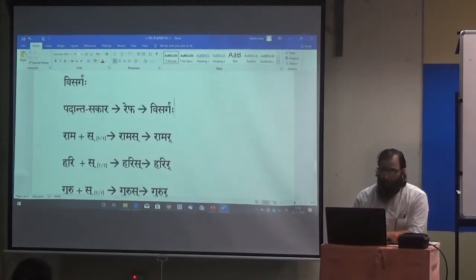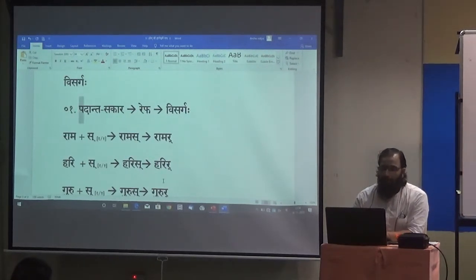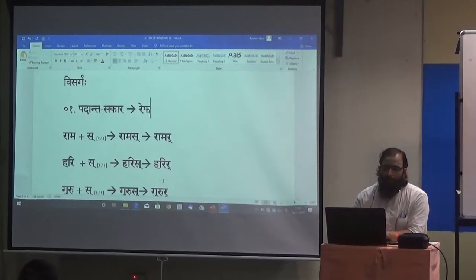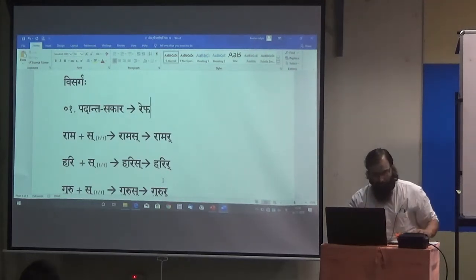So first one you write: Padanta Sakara becomes Repa. Padanta Sakara will become Repa. That is the first one. This is a simple rule. Padanta Sakara will be replaced by Repa. If you want to write in English, you can write. That is rule number 1. You remember the rules in this order.